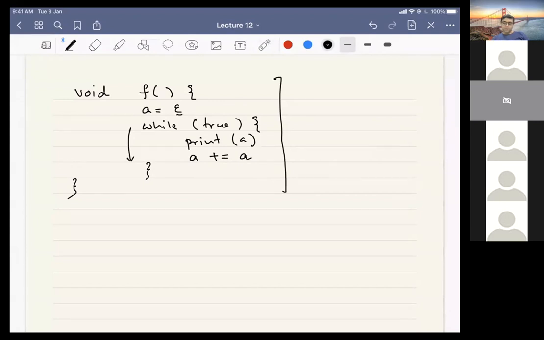Let's make it more like programming. So what will it print? It will print the empty string. Then it will print A. Then it will print AA. Then AAA. Then AAAA, and so on and so forth. So this is an example of an enumerator.